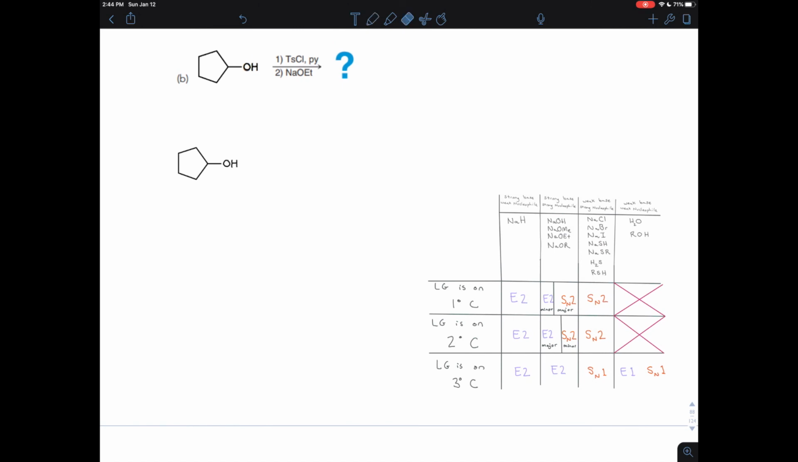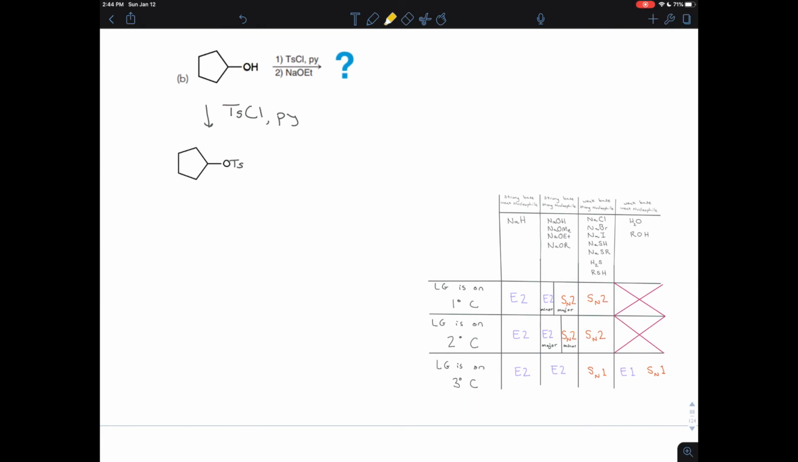Ultimately, that first step, TsCl and pyridine, replaces the hydrogen with what's called a tosylate group. This is called tosyl chloride, and you have this tosylate group. The thing to remember about the tosylate group is that it's a good leaving group.